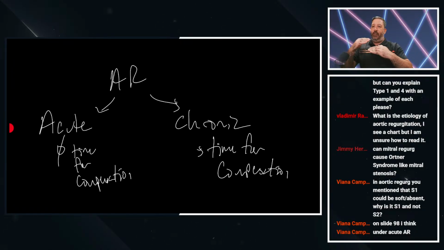The pressure is going to equalize faster. So the mitral valve is going to close prematurely. Therefore, that's why it's going to have a soft S1. It has to do with pressure changes. It just happens faster. So yes, we answered that question.